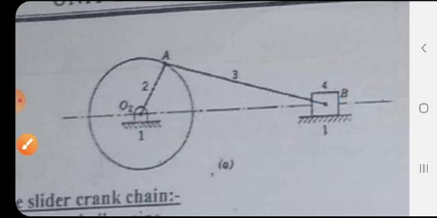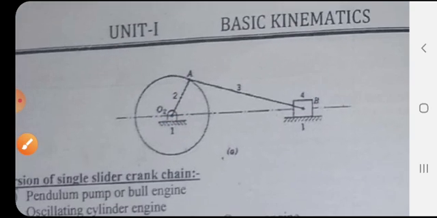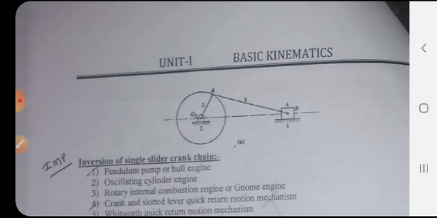Link 1 is the frame, link 2 is the crank, link 3 is the connecting rod, and link 4 is the crosshead. When the crank, link 2, rotates, the crosshead, link 4, reciprocates in the guides, and thus the piston reciprocates in the cylinder. I hope you understand the concept of the single slider crank chain.